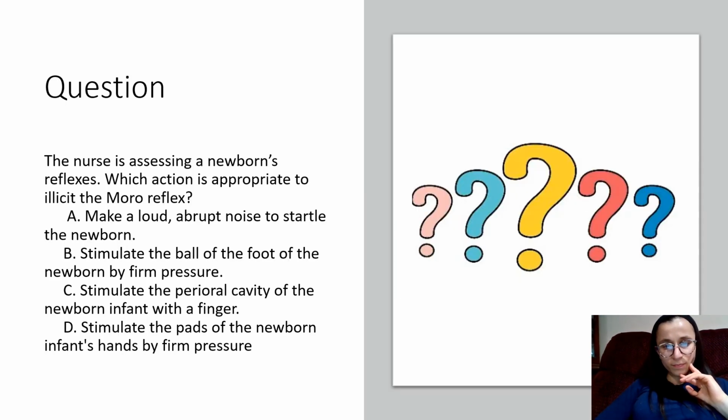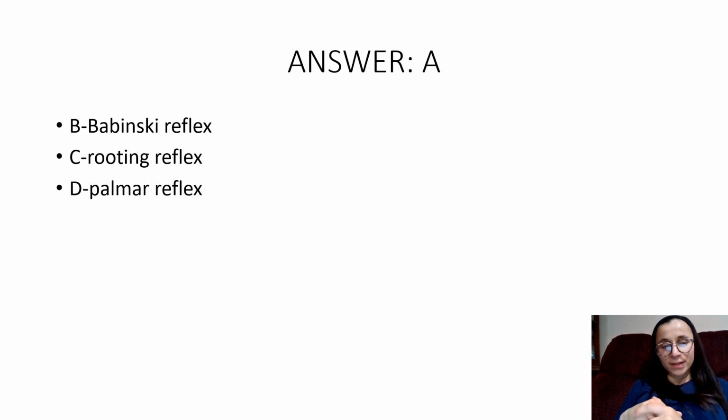So here's a question. The nurse is assessing a newborn's reflex. Which action is appropriate to elicit the Moro reflex? We said the Moro one is the startle one. So either you make a loud noise, or you stimulate the ball of the foot, you stimulate the perioral area, or the pads of the newborn's hands. The answer is A. The Moro reflex is the startle one.